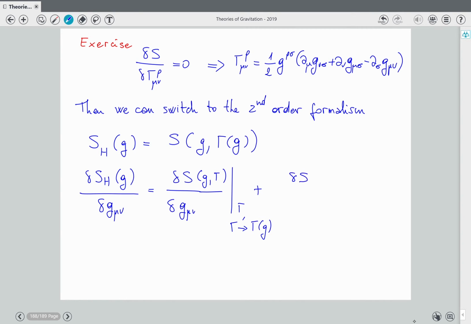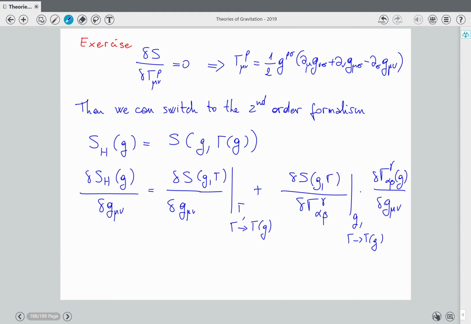plus the variation of S[g, Γ] with respect to the Christoffel symbols, say with indices α, β, γ, with g fixed, and then Γ replaced by its solution of the field equations, times the variation of Γ^α_{βγ}[g] with respect to g_{μν}. But the second thing is 0 because Γ[g], the solution, is precisely what makes this functional derivative vanish. And therefore, you can just write it like this, which is what we did, so we do not need to do it again.